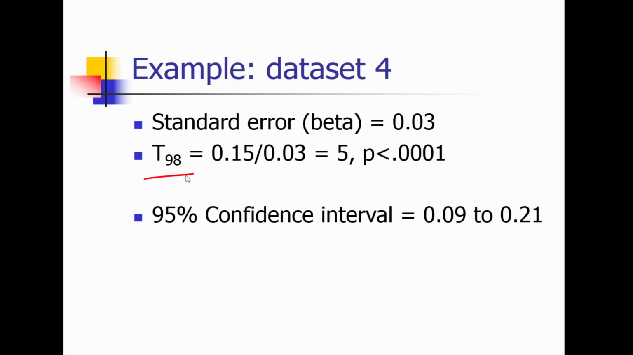So for our case, at 98% confidence, we get the p-value to be 0.001, which is less than 0.05. Hence it's significant.